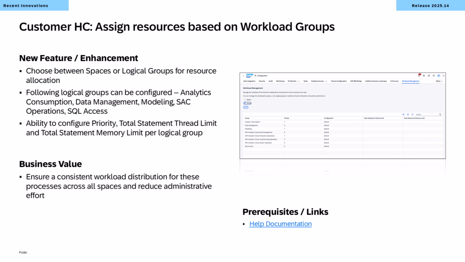Some customers still wanted to do it by spaces, where they somehow felt that keeping a cap on each space made a lot of sense for them because they could actually control what each space could consume. But for other customers, it was always the type or the activity that was being performed that was to be controlled. And the reason behind that could be that you want your tenant to be serving more consumption requests than your data management activities, because your consumption activities are more critical, because otherwise your dashboards would not work, and so on and so forth.